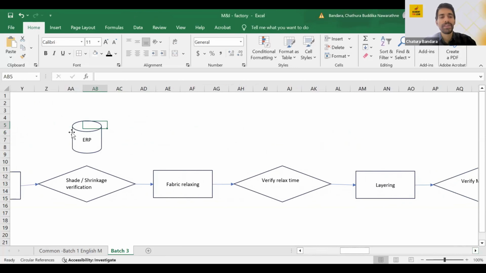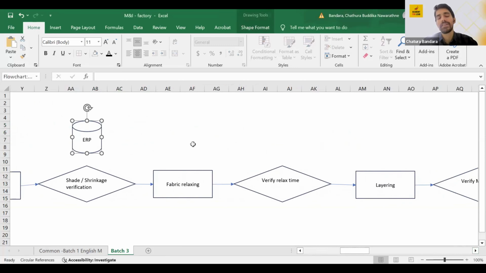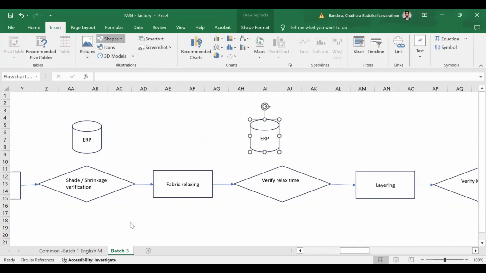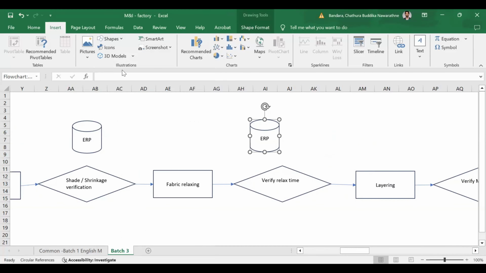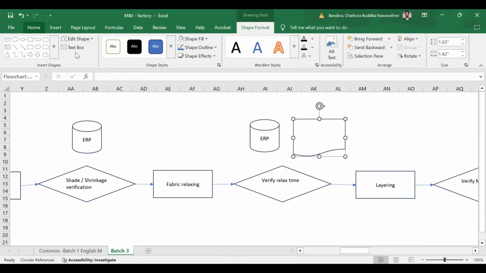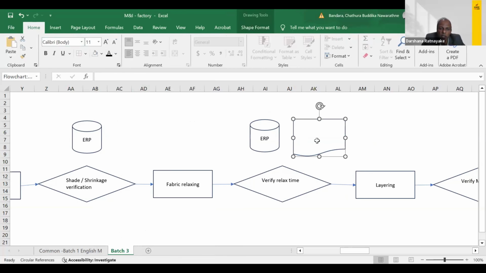Verify relax time. How do you verify relax time? Again ERP, or is it another documented process? We have documentation, and after that we again give data to the ERP. Okay, so I'll put both then, ERP and documents. What is the document name? Inspection report. Relaxing report. Fabrication report. Okay.